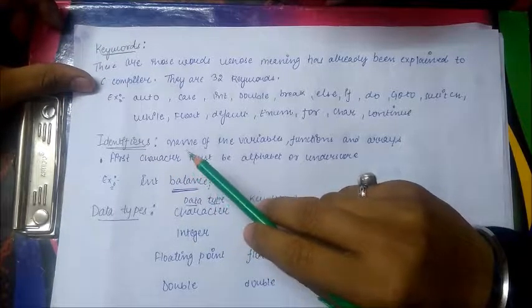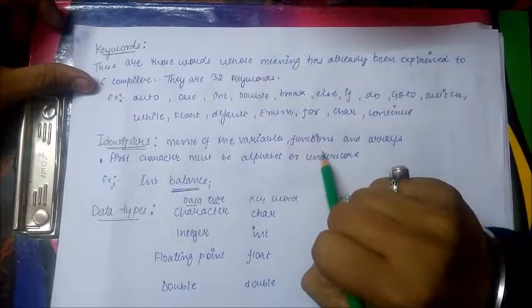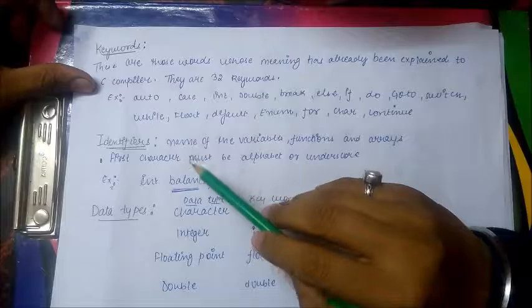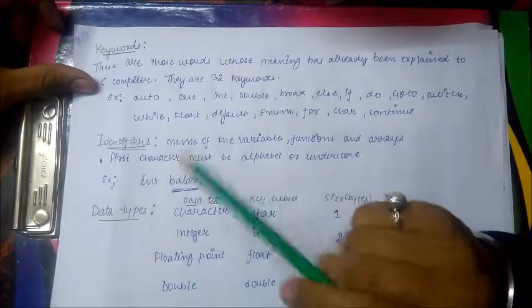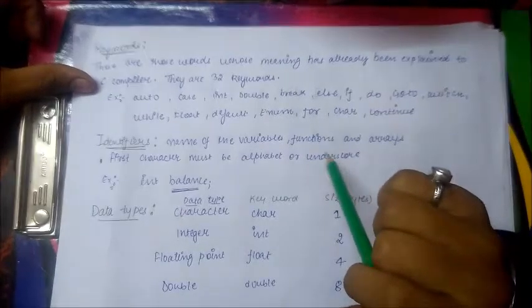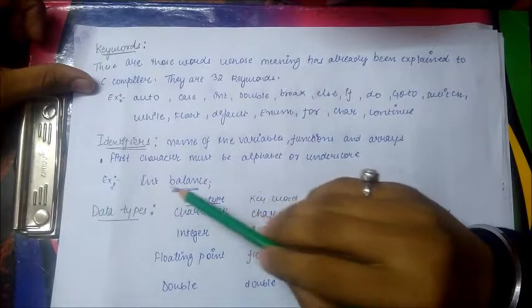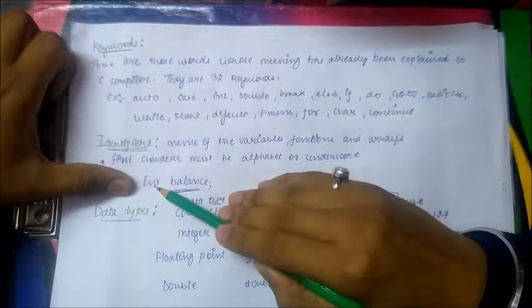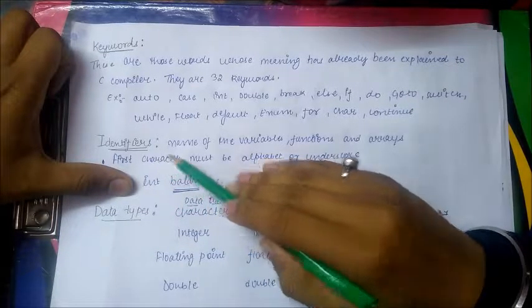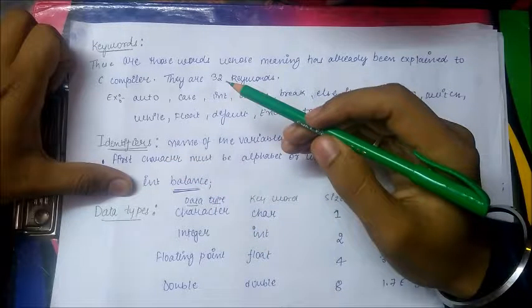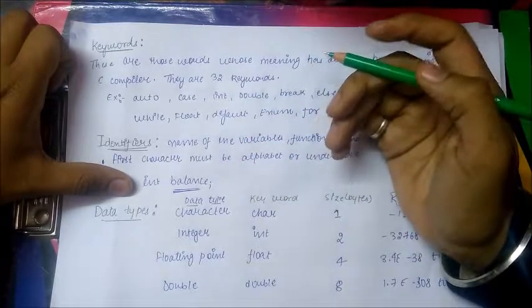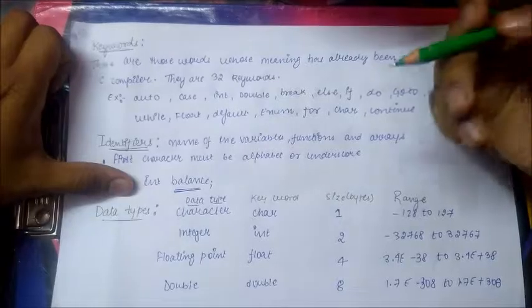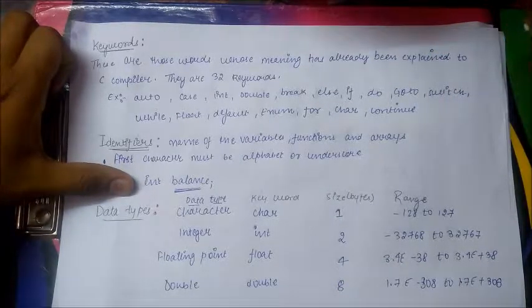Identifiers. Identifiers are the names of variables, functions, and arrays. In identifiers, the first character must be an alphabet or underscore. For example, int balance: int is our keyword and balance is our identifier. Another example could be int school. So int is our keyword, school is our identifier.